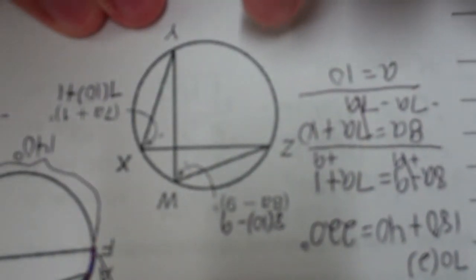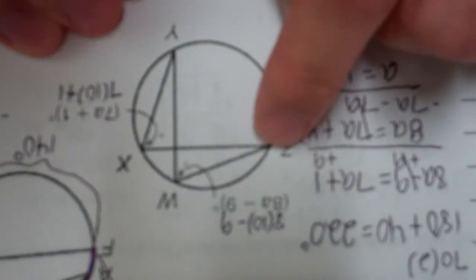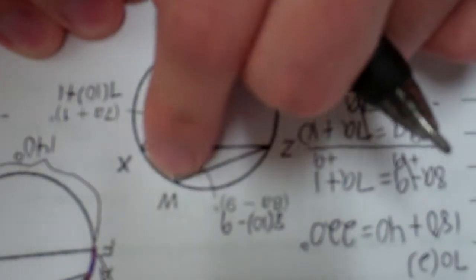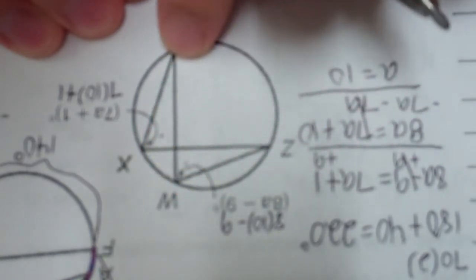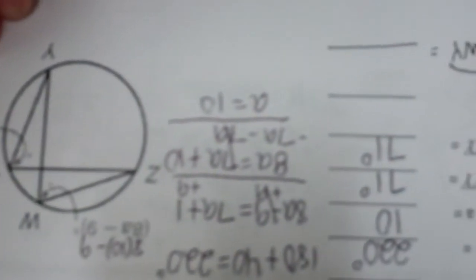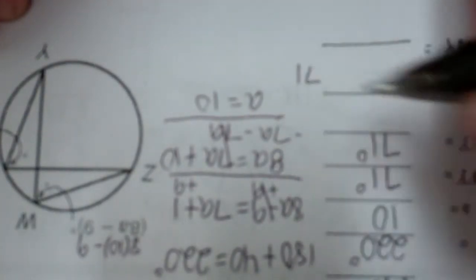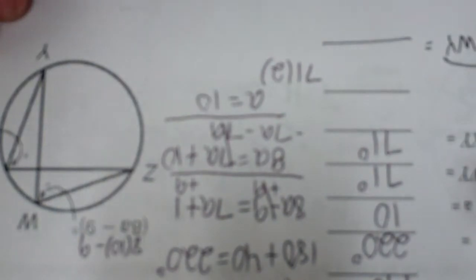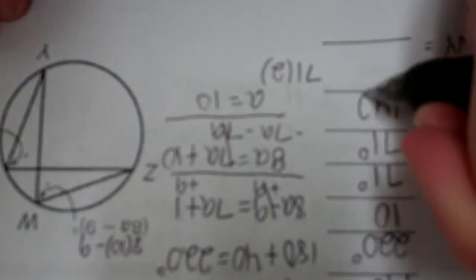Arc ZY. So here's ZY. Now remember, this is an inscribed angle. So if it's an inscribed angle, that means the arc is going to be twice the size. So to get ZY, we're going to do the angle 71 times 2. So that'll be 142 degrees.